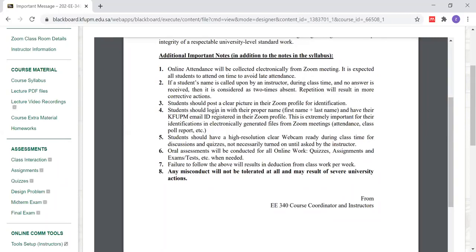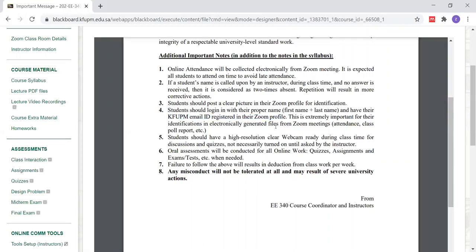Only this one I want to emphasize, please, as I have done in the last class also: in your Zoom profile, please log in with your proper name, that is your first name and your last name. And please include your KFUPM email ID, which starts with S2000-something at kfupm.edu.sa. Please include that in your Zoom profile.